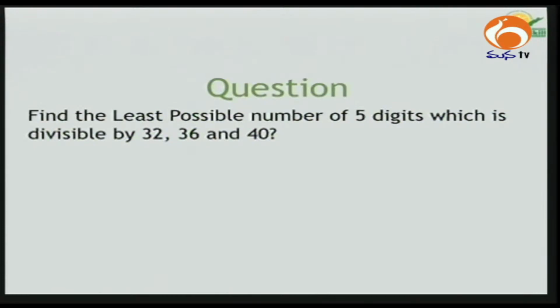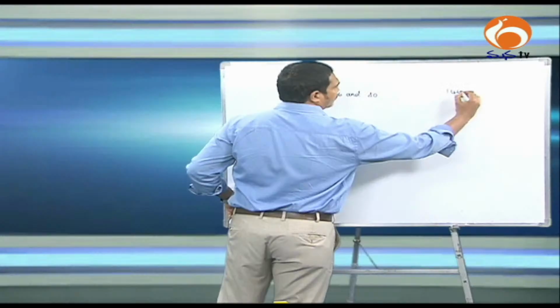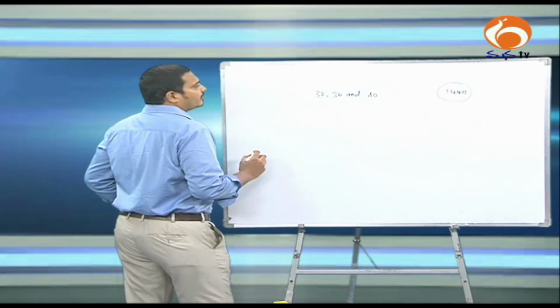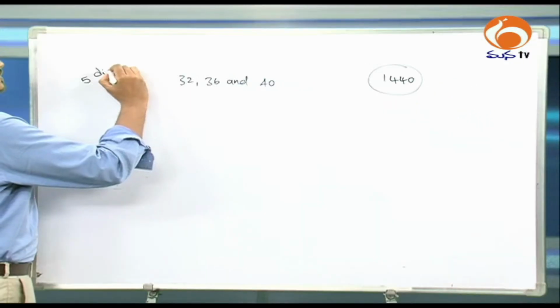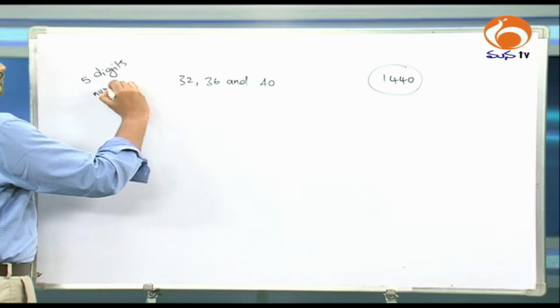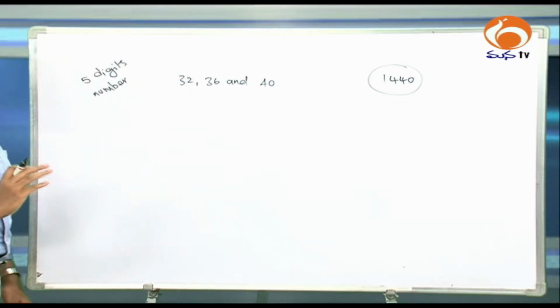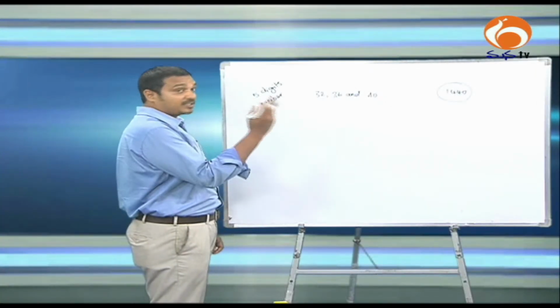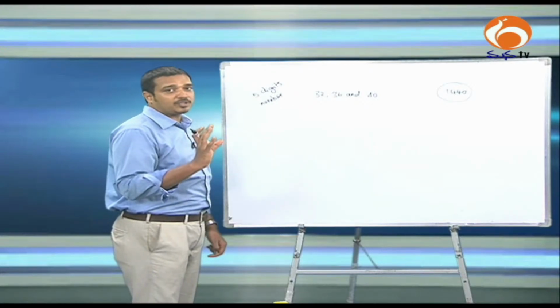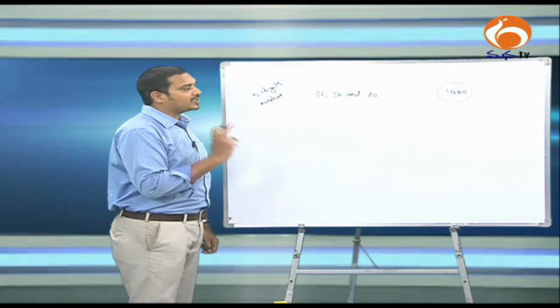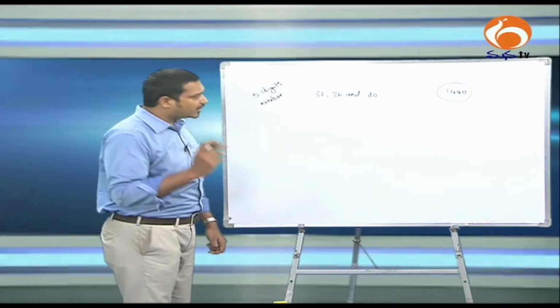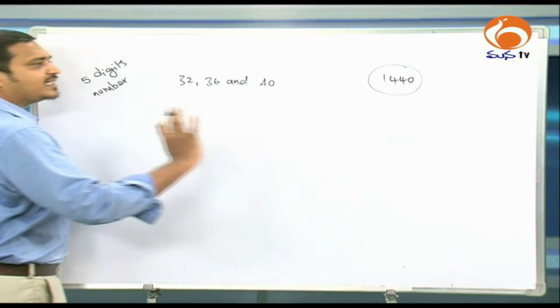Alright, how are we going to solve this? We know that the LCM of 32, 36 and 40 is 1440. Now we need the least possible 5 digit number which is divisible by them. 1440 is the LCM, but how do we find the least possible 5 digit number? The question is that a least possible 5 digit number should be divisible by 32, by 36 and by 40.